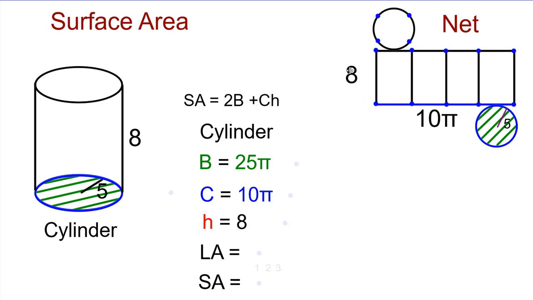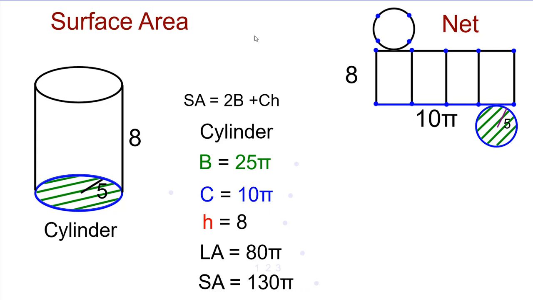There we go. Anyway, it's 8 times 10 pi, which is 80 pi. So our lateral area is 80 pi. And then to find the surface area, we just add the two bases, which each one of those is 25 pi. So that's 50 pi plus 80 pi. It's going to be 130 pi.